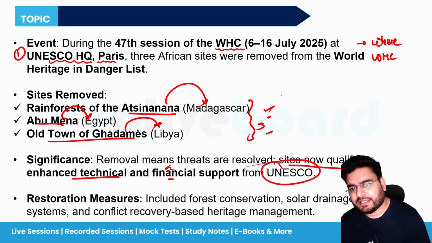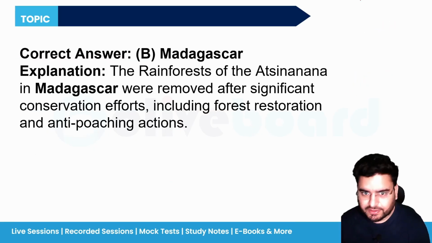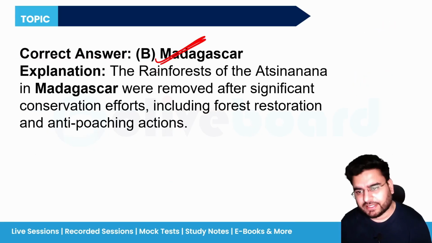Chalo. The names are very important here, and the convention, World Heritage Convention, where it has happened, Paris. Where in Paris? At the UNESCO headquarters. Got it? So Madagascar is the correct answer here.